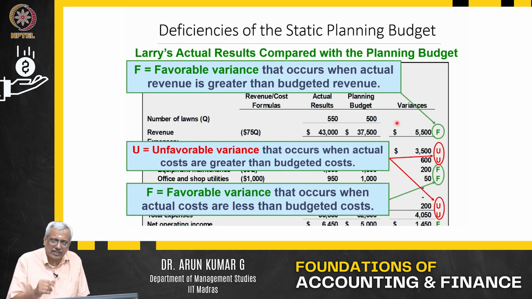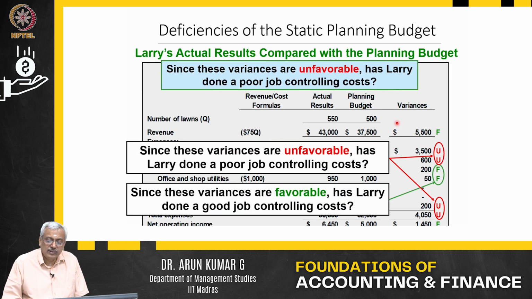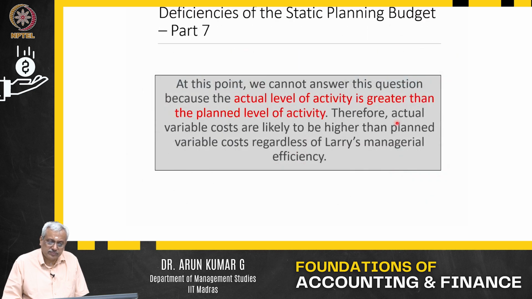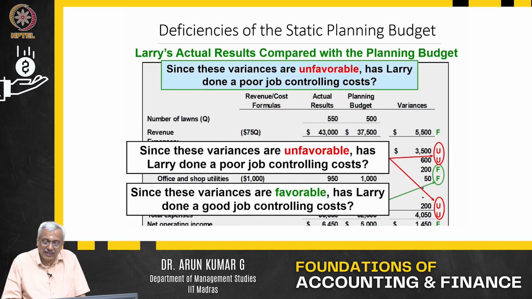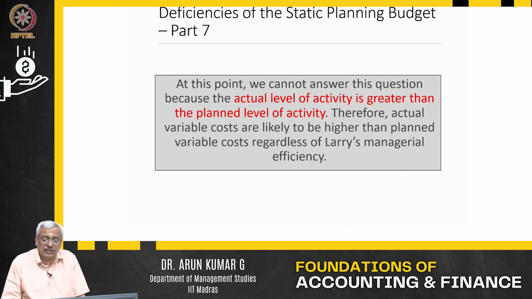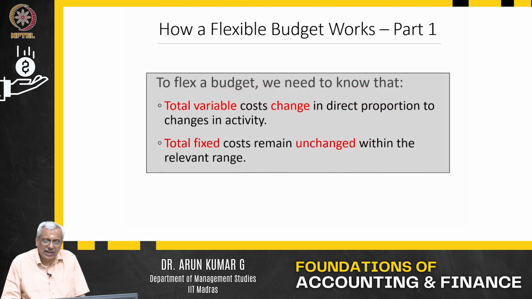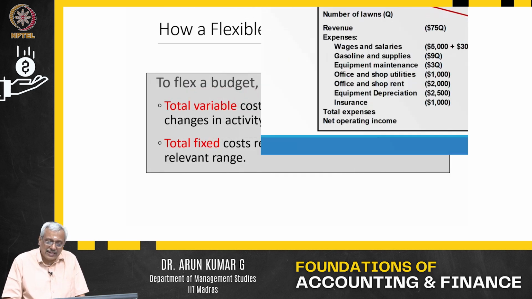This is basically what I have explained. Favorable occurs when actual revenue is greater than budgeted revenue. Unfavorable occurs when actual cost is more than the budget, and so forth. Now, this basically is a deficiency in static planning. Static planning will not help you, because it will basically give you a wrong estimation. That is what is static. Now what are we going to do? Let us look at flexible. We will change it.